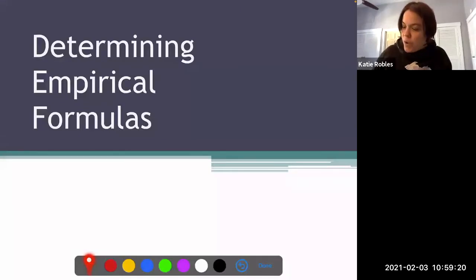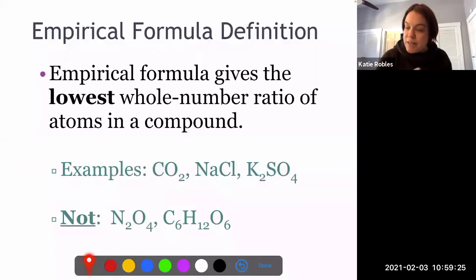Okay. So this is determining empirical formulas. An empirical formula gives, by definition, the lowest whole number ratio of atoms in a compound. Okay. So what this means is that every ionic compound is an empirical formula. I don't know if you remember back from when we did ionic compounds, but we did things like this.